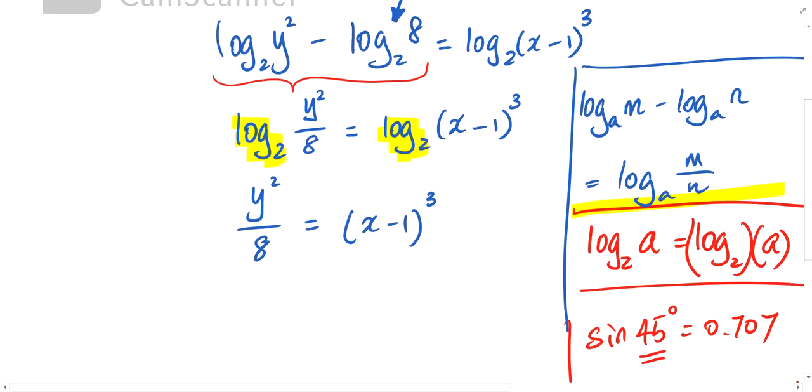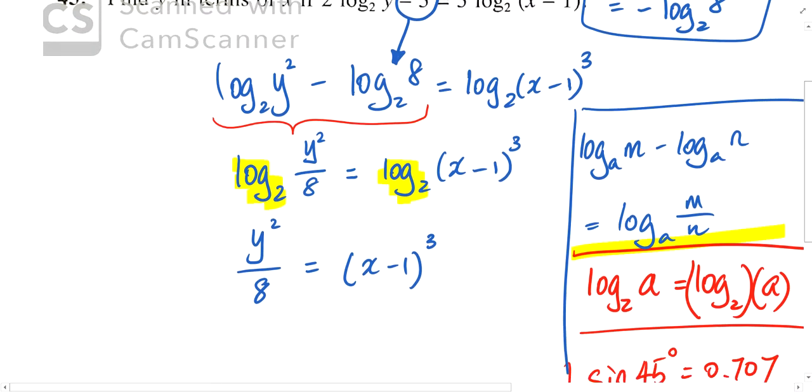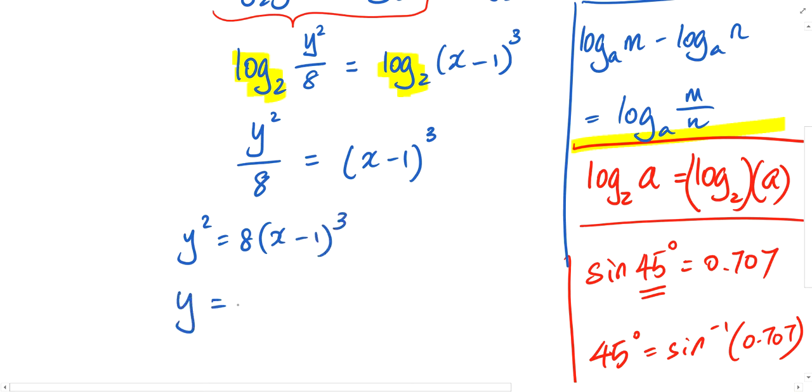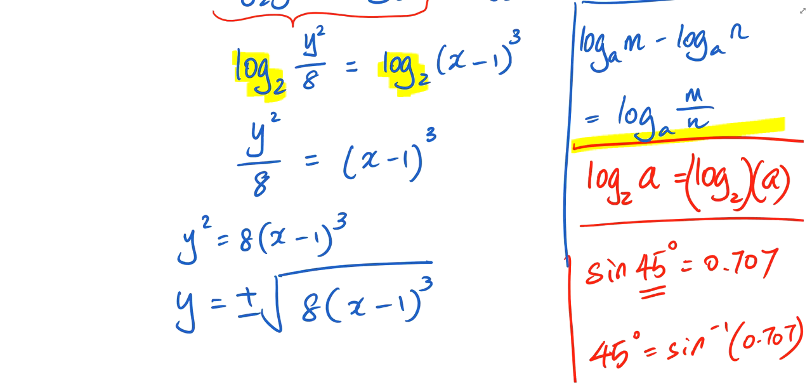So from here you can continue already to make y the subject. How many answers would there be for y in this case? Algebraically speaking, y squared equals 8 times x minus 1 power 3, right? Now y is equal to, obviously, square root of 8 times x minus 1 power 3. Is there a plus minus? Yes, there is, because here you have an even power. So there will be a plus and a minus. But are both of them applicable? Sub in, and then you see that actually the negative doesn't make sense.